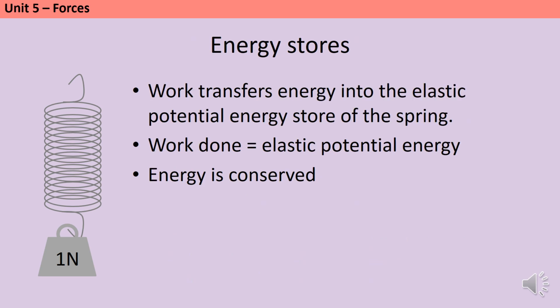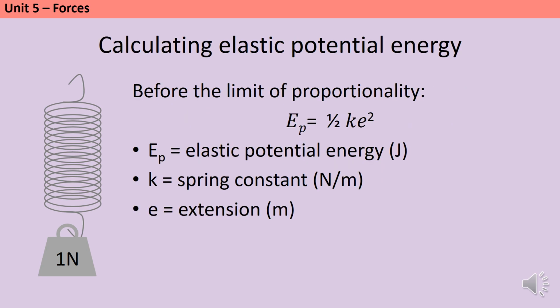When they're squashed or stretched, springs can be used to store energy. When we do work on a spring by giving it energy, the energy is transferred into the elastic potential energy store of the spring. The amount of work done in joules equals the amount of elastic potential energy stored in joules. This is because energy is conserved, which means it can be transferred between different stores, but it can't be made or destroyed. This energy can later be transferred to other energy stores when the spring returns to its original length.